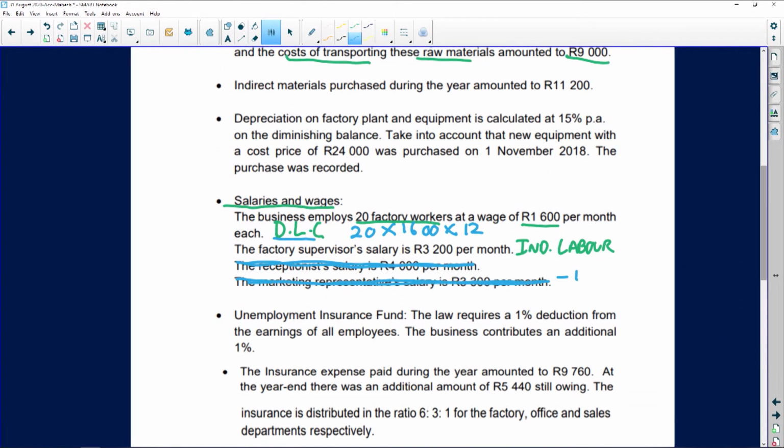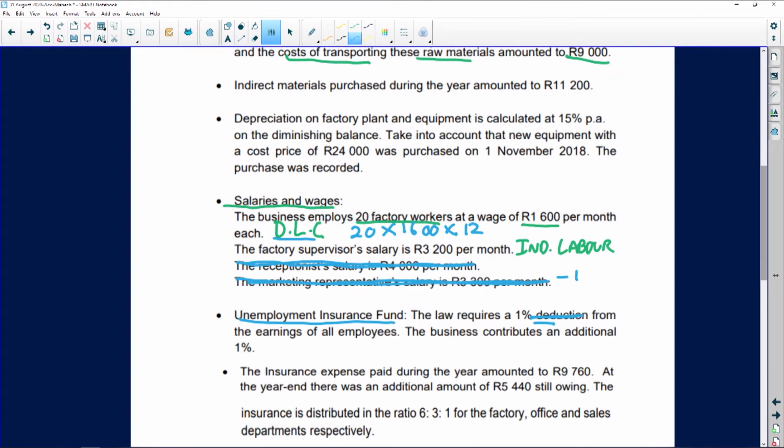The next bit of information, unemployment insurance fund. The law requires a 1% deduction from the earnings of all employees. Remember, the deductions are something that I'm not interested in, because deductions are not considered an expense. You normally get the deductions as a yearly adjustment. For example, a certain factory worker was not paid the gross wage at the end of the month, and the deductions become a liability. So I am not interested in the deduction. I am interested in the additional contribution, so the next bit of information is what I need.